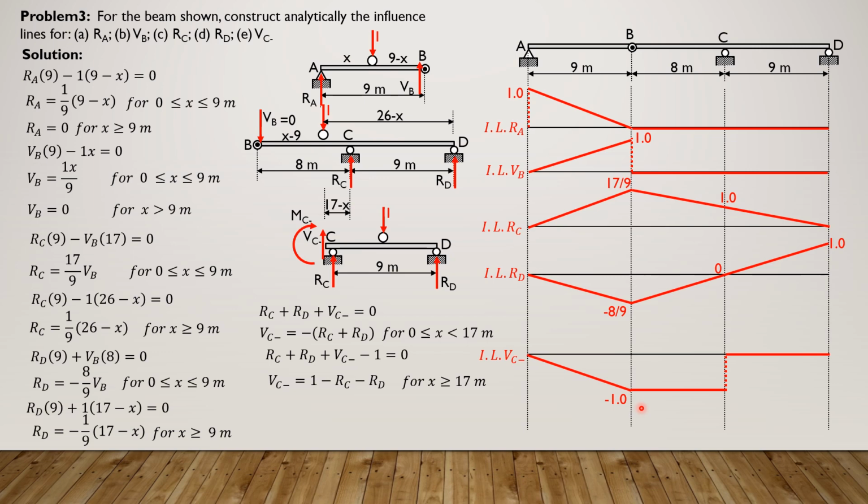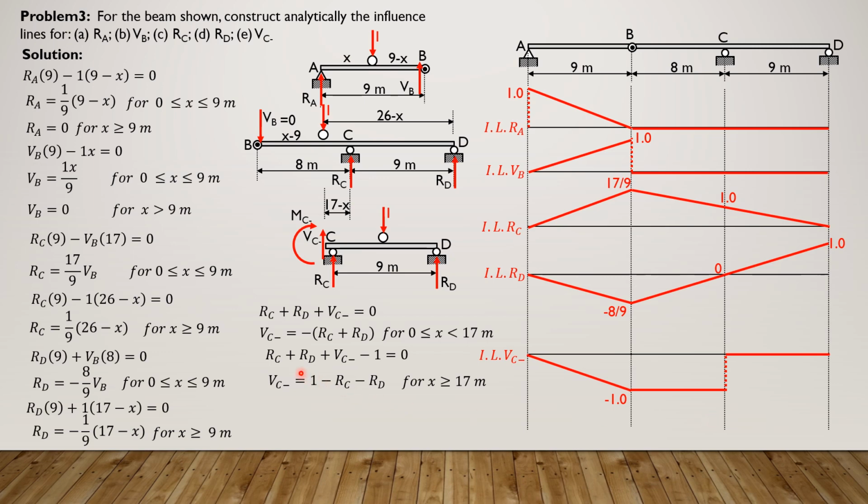Then when X is just to the left of C, or just to the left of 17, this is still the applicable formula. The value of R sub C is positive 1, and the value of RD is 0. R sub C is 1 and RD is 0, so negative of 1 plus 0, so negative 1. So it means it's constant.